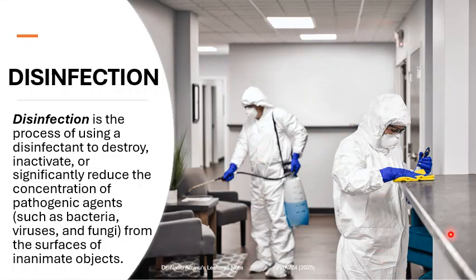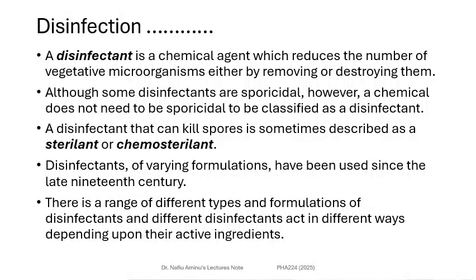You can see from the image, these individuals are disinfecting this environment. So we get to know about this now. Disinfection is a process of using disinfectants to control microbial contamination. So what are these disinfectants? A disinfectant is a chemical agent which reduces the number of vegetative microorganisms, either by removing or destroying them.